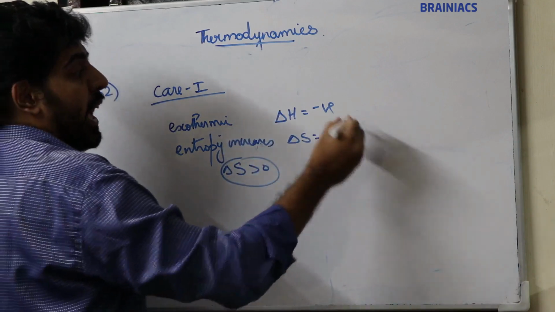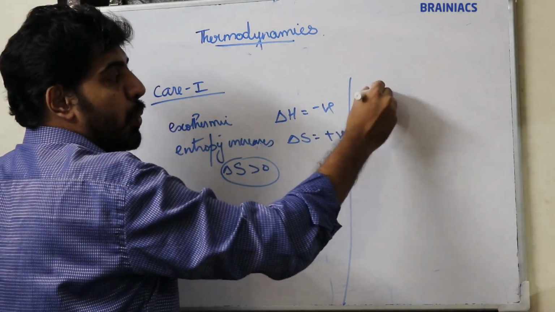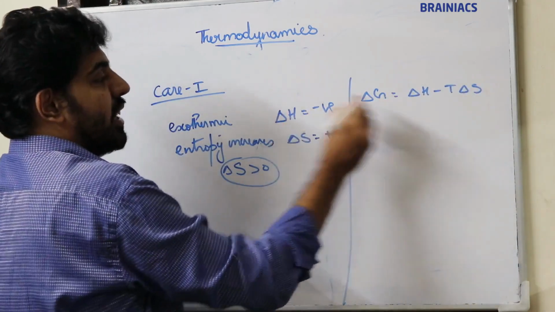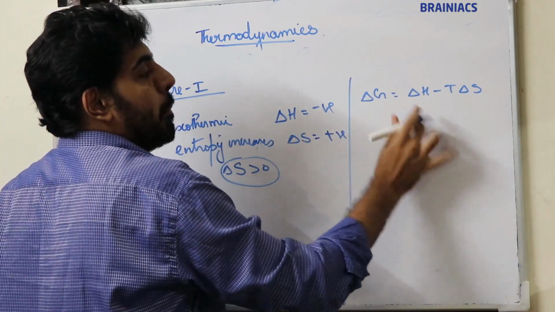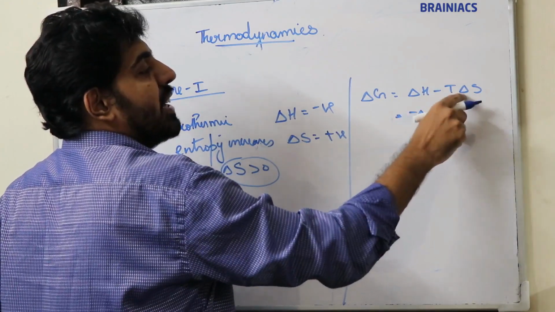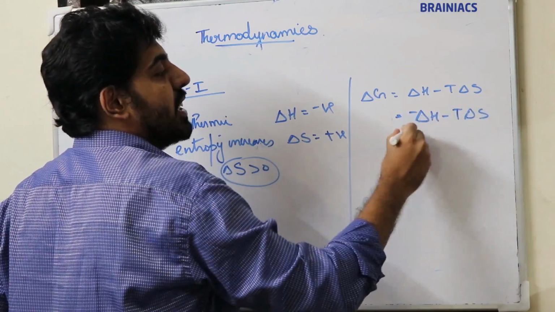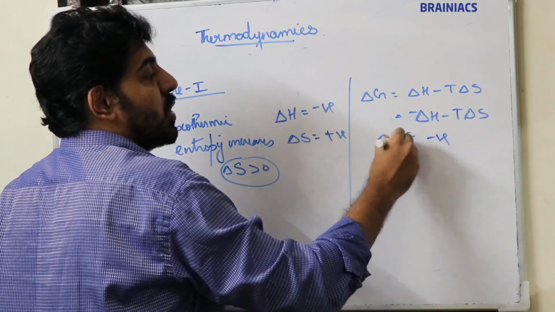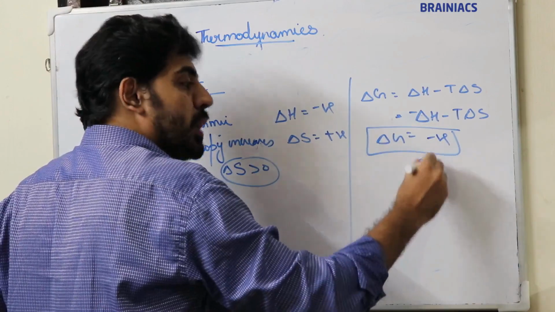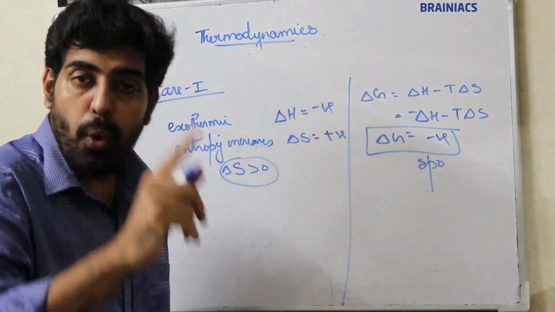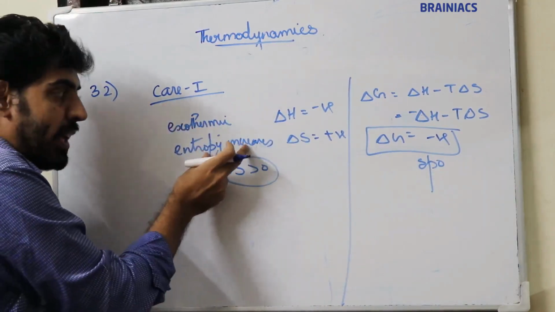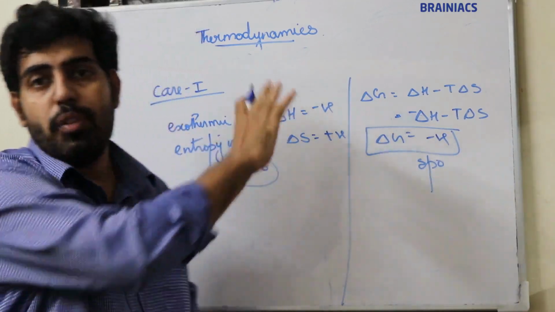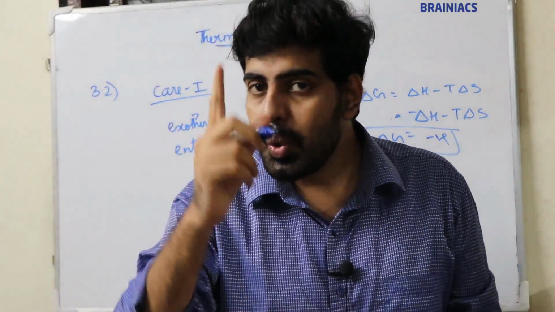In this case, according to the Gibbs equation, delta G is equal to delta H minus T delta S. Here delta H is negative, and delta S is positive, so negative delta H minus positive T delta S will become negative. So delta G value will be negative and it will be spontaneous. So for an exothermic and entropy increase reaction, delta G value will always be negative, that is, those processes are always spontaneous. This is case 1. I think you remember this one.